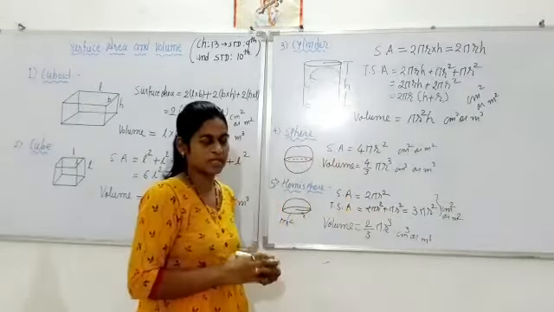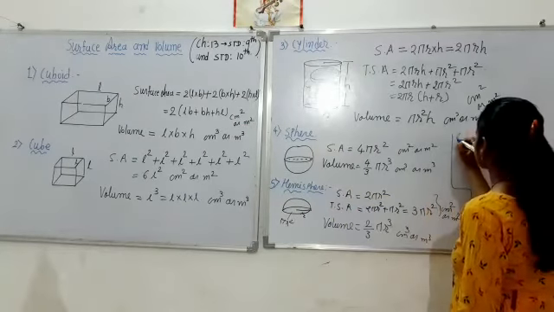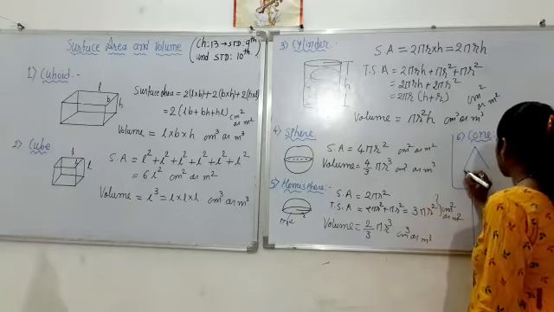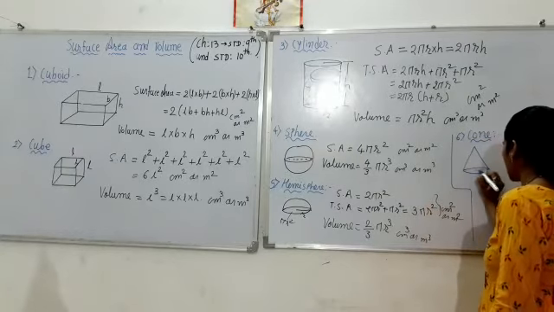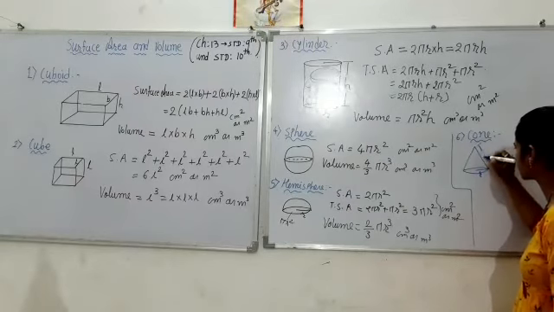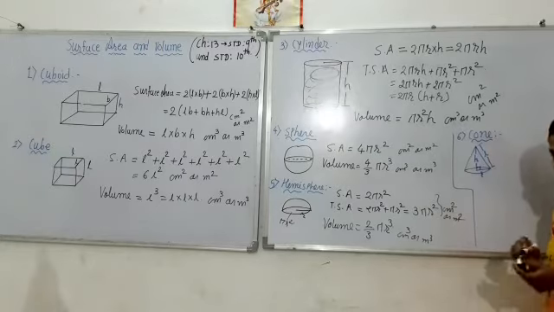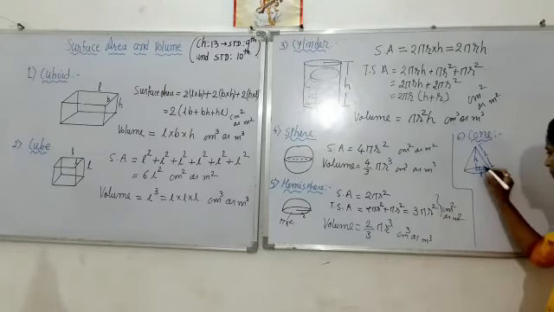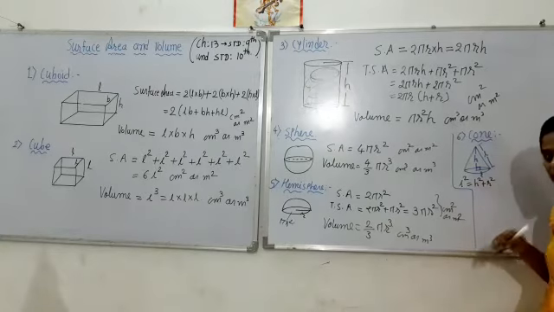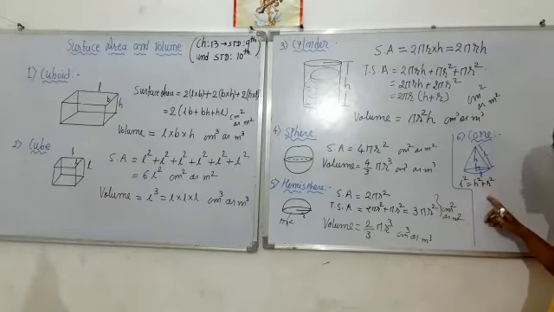Now our last shape, the sixth, is the cone. This shape is a cone, and the cone's bottom part is a circle. This is its radius r, this is its slant height l, and this is its straight height h, which is perpendicular. So you can apply the Pythagoras theorem here: l square is equal to h square plus r square. That is the relationship between slant height, height and radius.